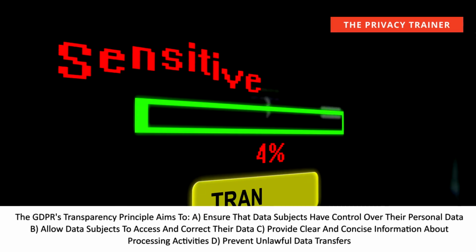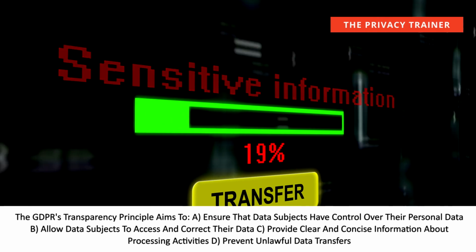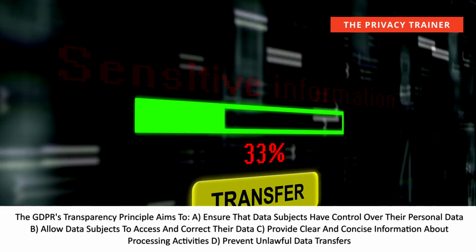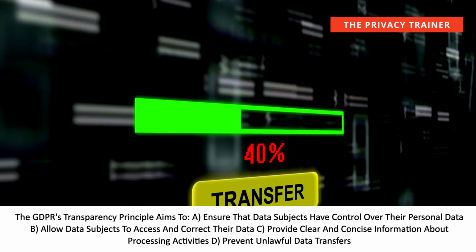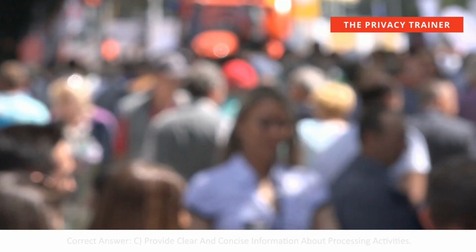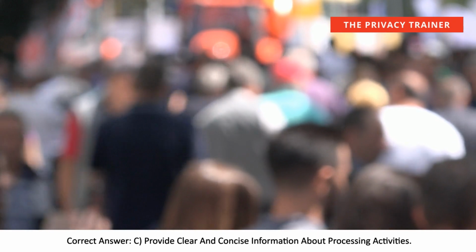The GDPR's transparency principle aims to: A. Ensure that data subjects have control over their personal data. B. Allow data subjects to access and correct the data. C. Provide clear and concise information about processing activities. D. Prevent unlawful data transfers. Correct answer, C. Provide clear and concise information about processing activities.